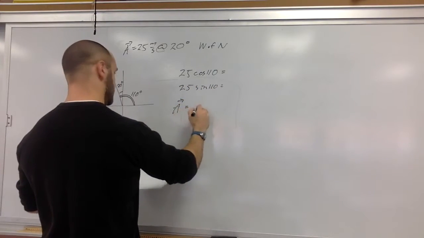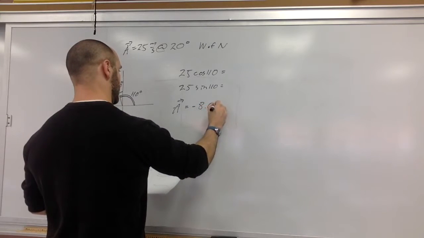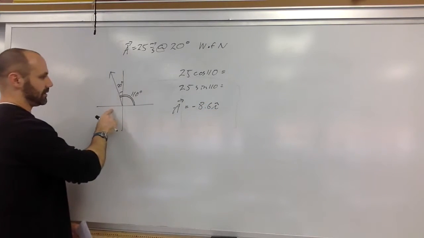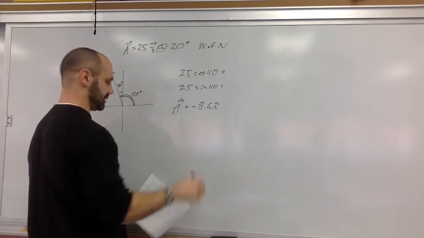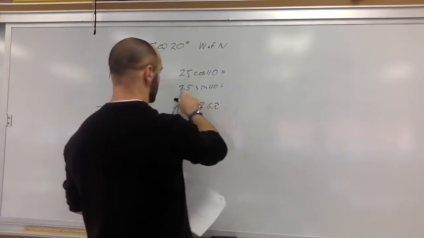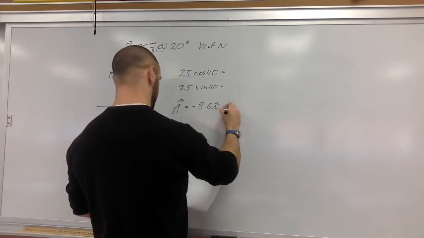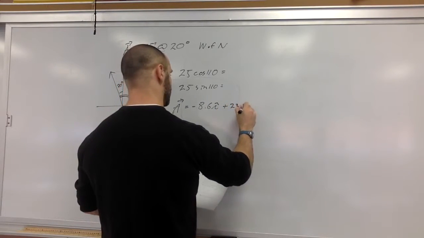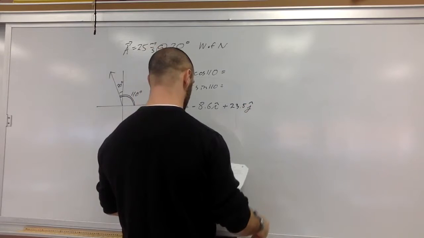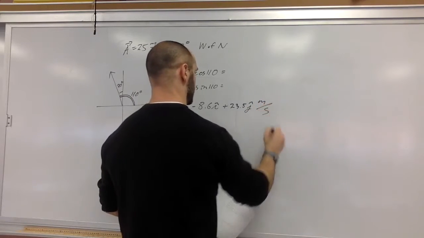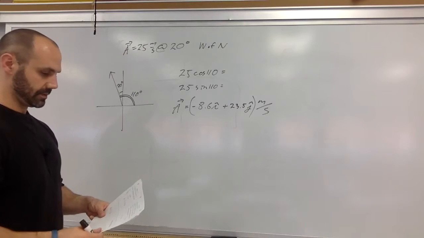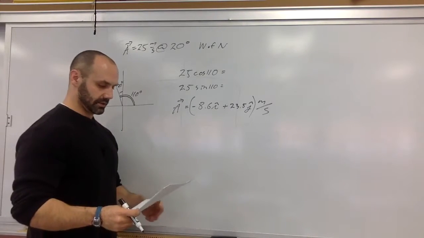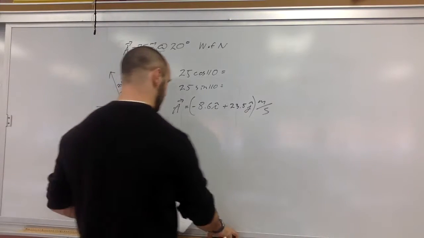A is negative 8.6i. Now that's good. I'm in the negative i direction. So I'm expecting to get a negative i there, but I'm expecting to get positive j. And is that what I get here when I do 25 sine of 110? Yes, I get plus 23.5j meters per second. Right? Don't forget the units at the end. Units are important. All right, so here's another example from the text now.